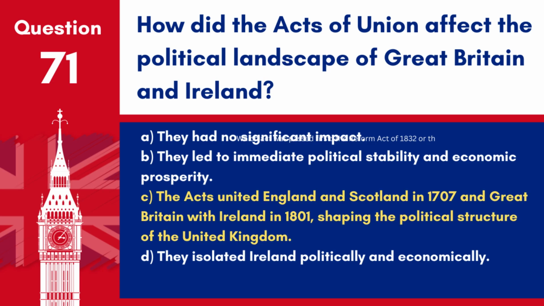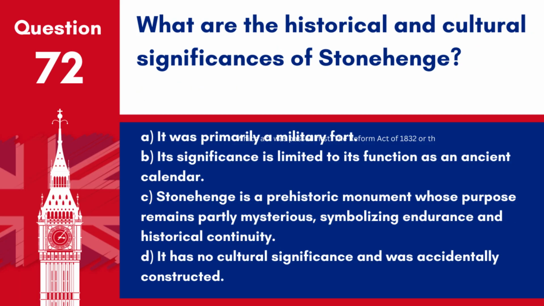Answer: C. The Acts united England and Scotland in 1707 and Great Britain with Ireland in 1801, shaping the political structure of the United Kingdom. The Acts of Union were significant in creating a united political entity under a single parliament, though they also laid the groundwork for future conflicts, particularly regarding Ireland. Question 72.